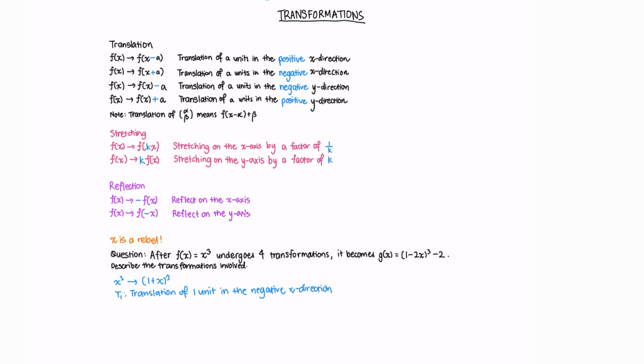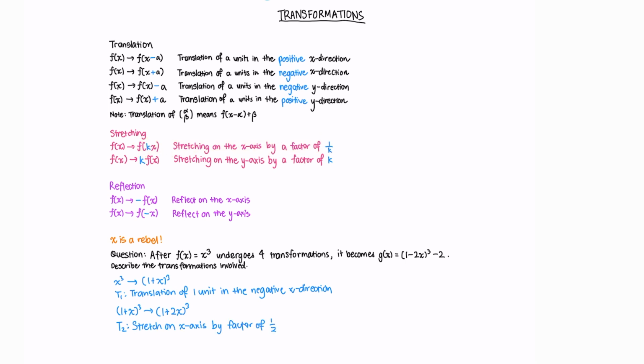Remember, whenever I want to do any transformation inside the bracket, I would just want to replace only the x. So the next transformation I want to do is to replace x with 2x. So what does this become? (1 + x) cubed actually just becomes (1 + 2x) cubed. We're replacing x with 2x to get us closer to this. We are stretching on the x-axis by a factor of half. Remember, x is a rebel. It's not a factor of 2, but a factor of half.